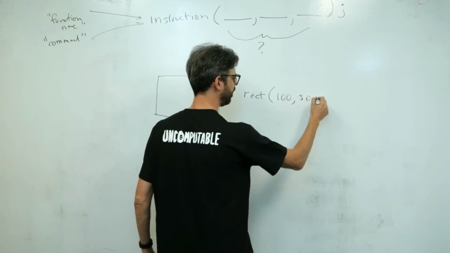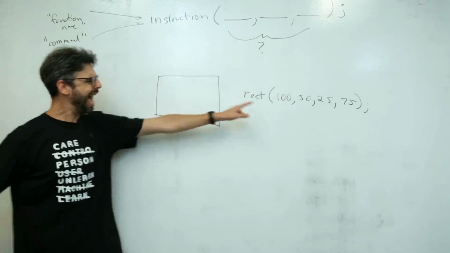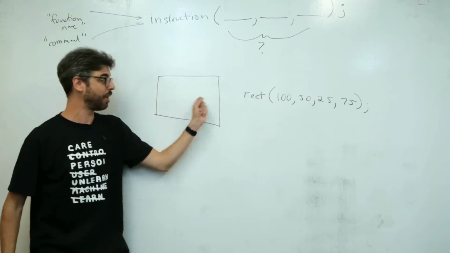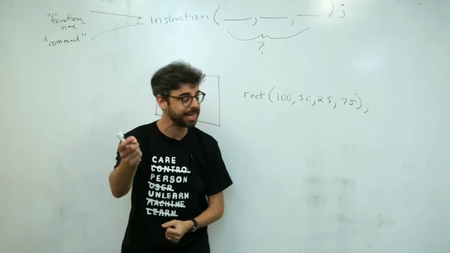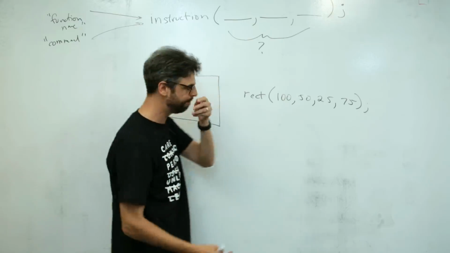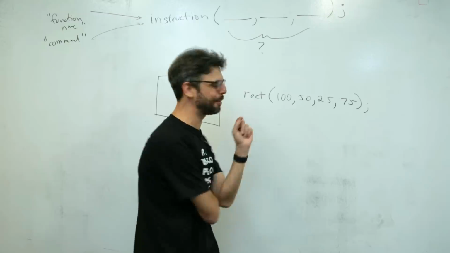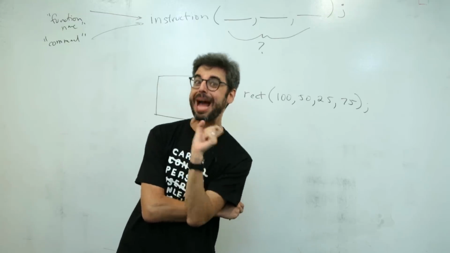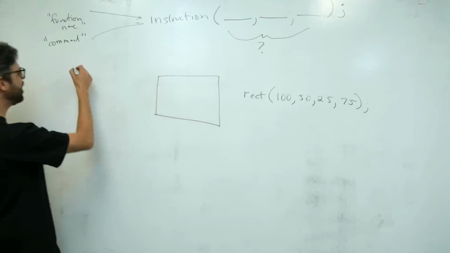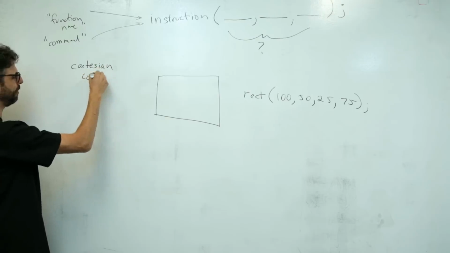100, 50, 25, 75. So how do these arguments define the way to draw a rectangle? RECT means draw a rectangle. Here are the properties of the rectangle that I want to see. In order to understand what these numbers mean, we need a little bit of background knowledge about this two-dimensional space itself of the canvas. We need to think about something called a Cartesian coordinate system.